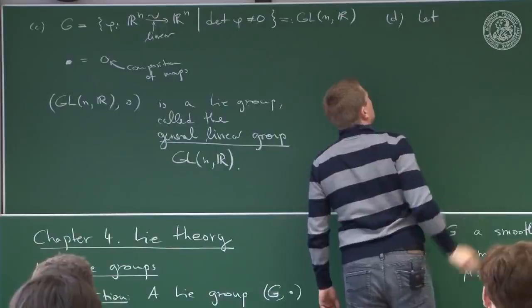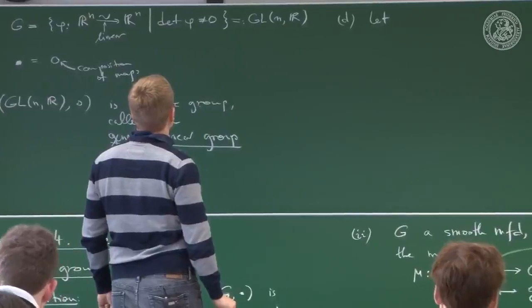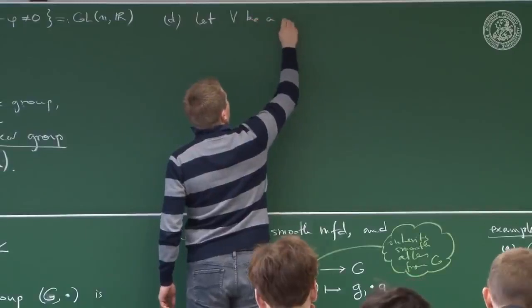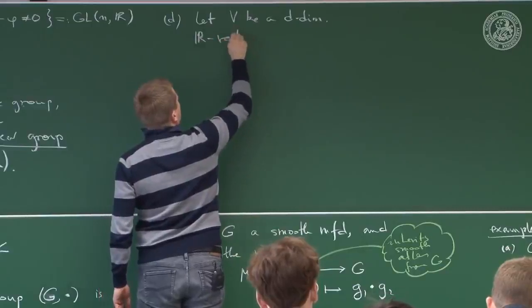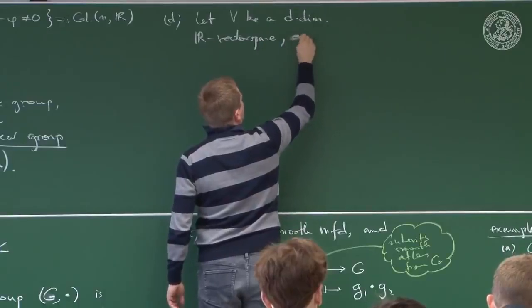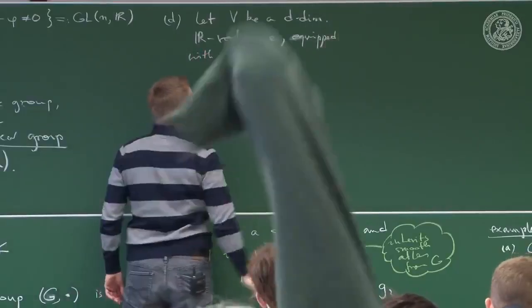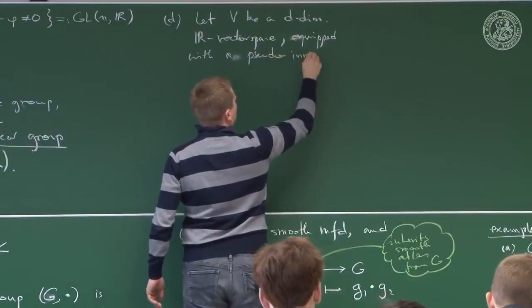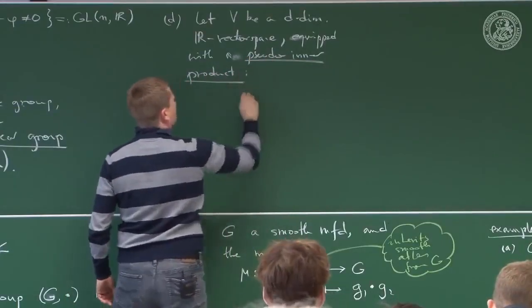So assume you have an inner product on an R vector space. So let V be a d-dimensional R vector space equipped with an inner product. Well, let's take a pseudo-inner product. Now, what's a pseudo-inner product?